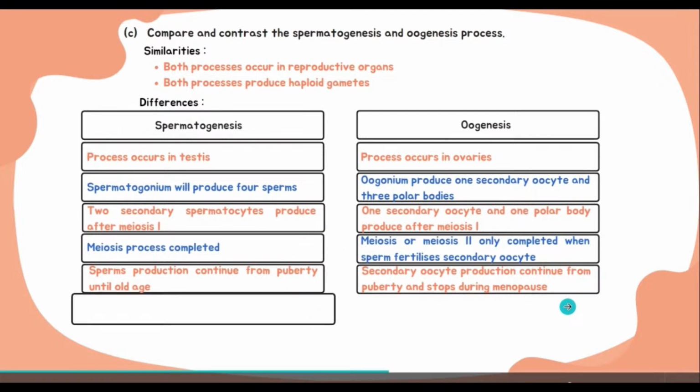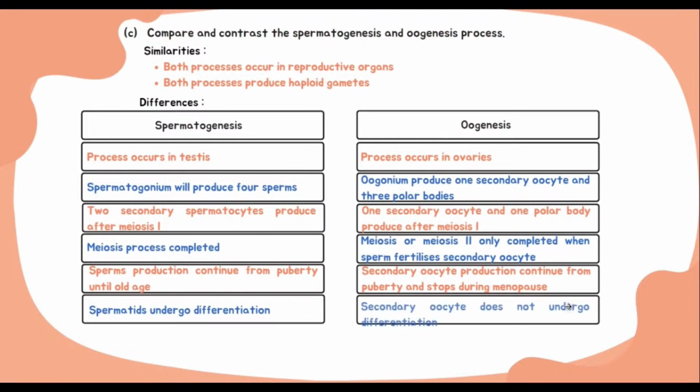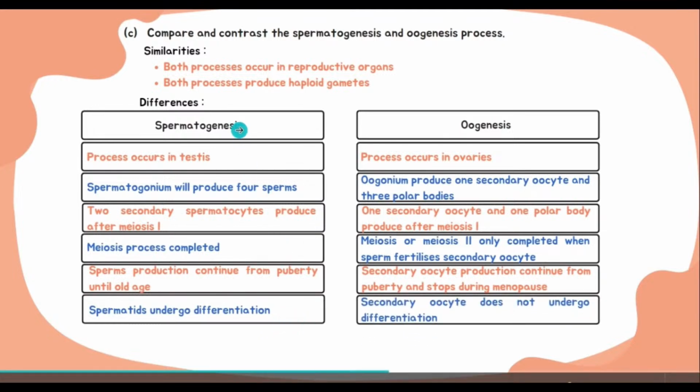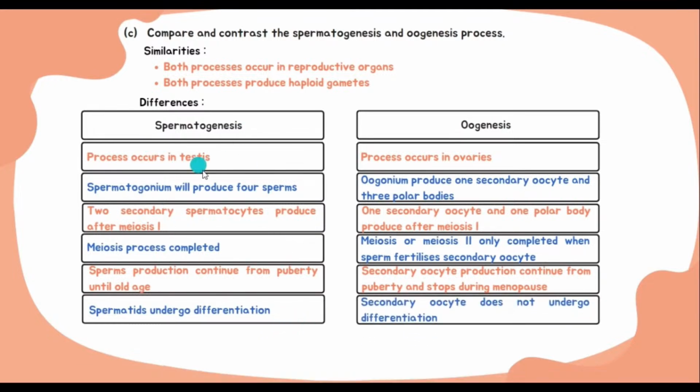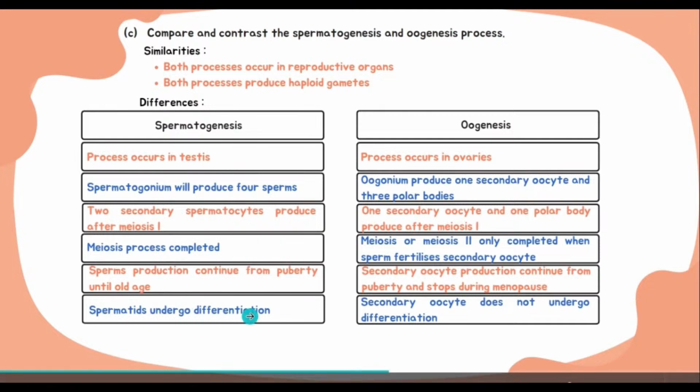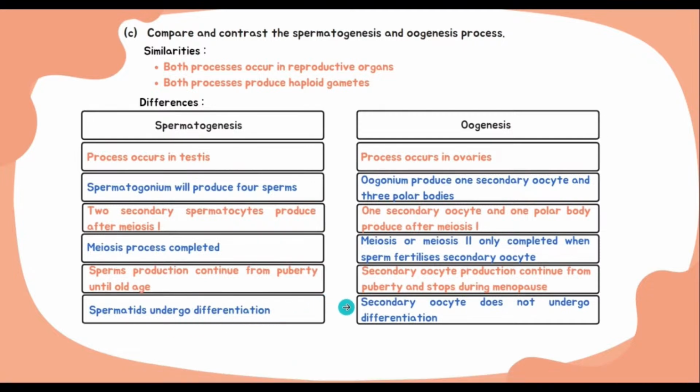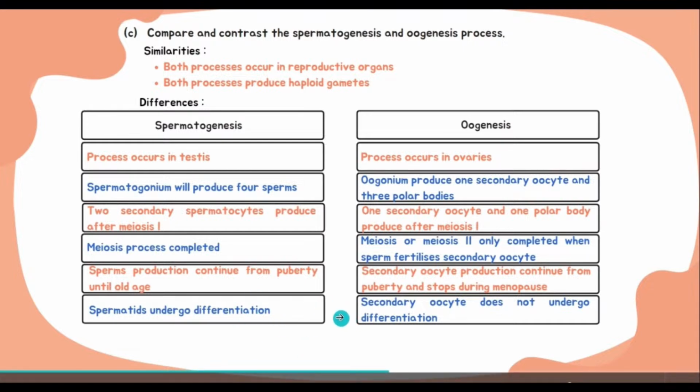Same category. Next, in spermatogenesis, spermatid undergo differentiation, while in oogenesis, secondary oocyte does not undergo differentiation. Same category: differentiation.